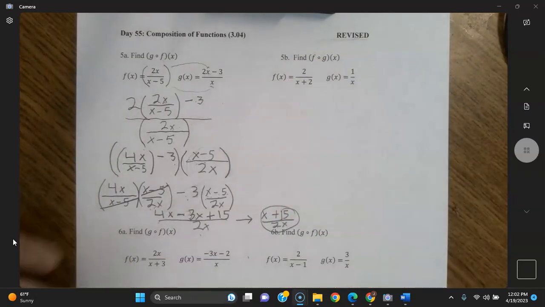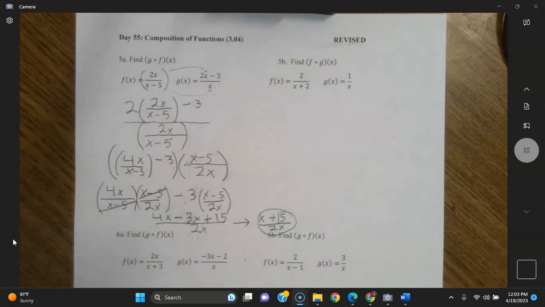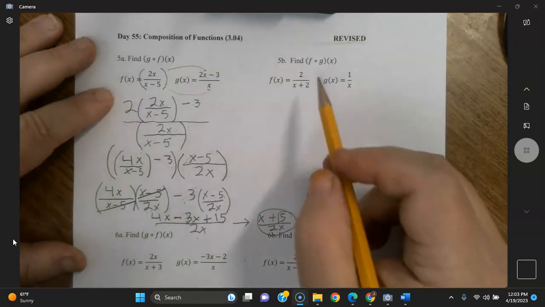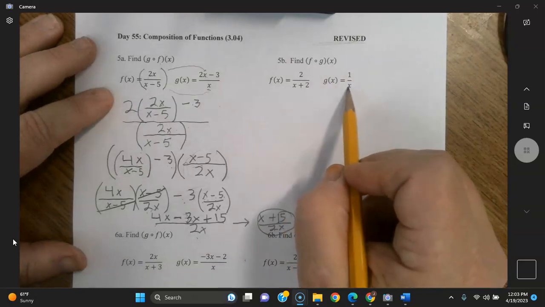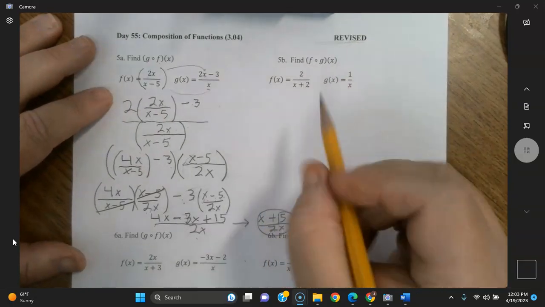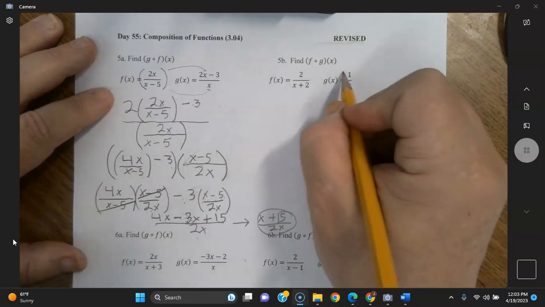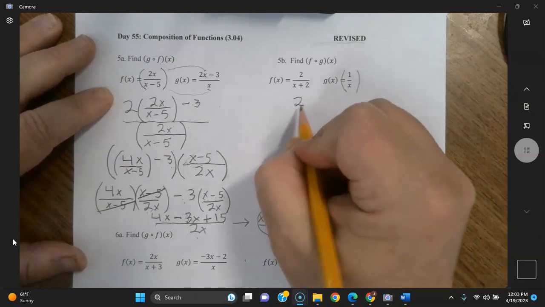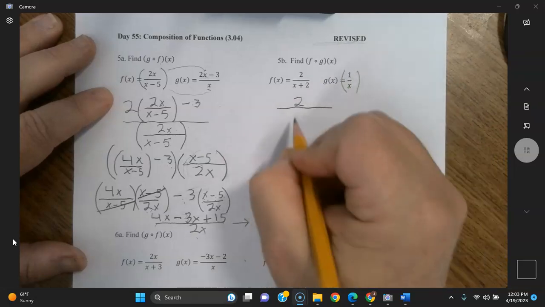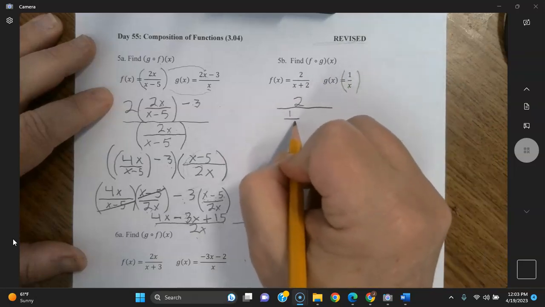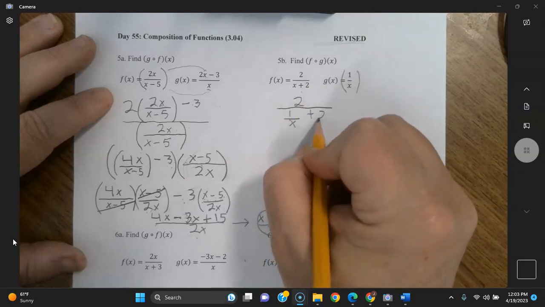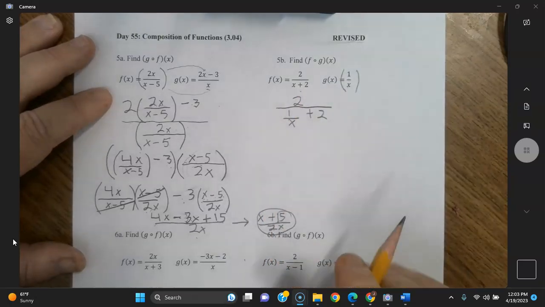All right. Let's go over to 5b. I'm going to do that one with you here. So we're plugging G into F. So we're plugging this one into this one. All right. So what you got to do is put a parenthesis around that. And you come over here. It's 2 over 1 over x. You really don't need a parenthesis around that. Plus 2.